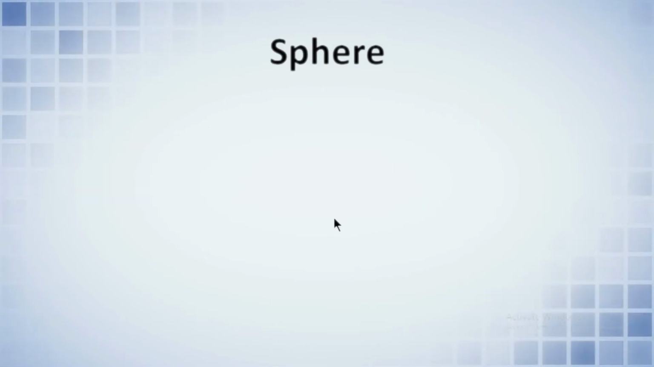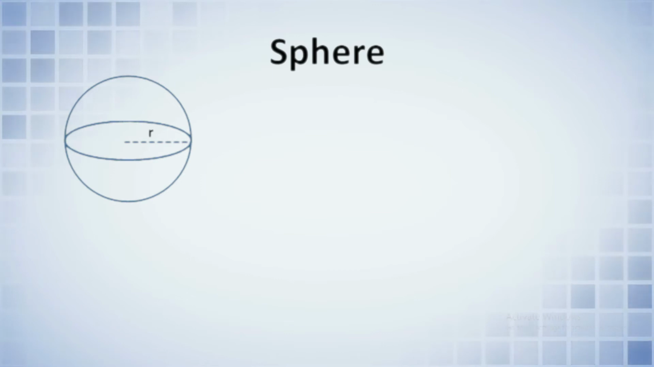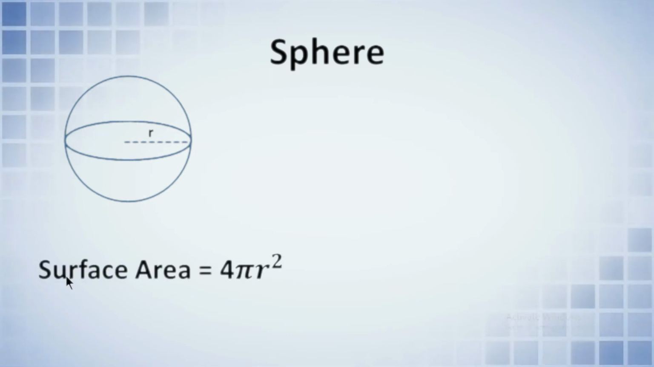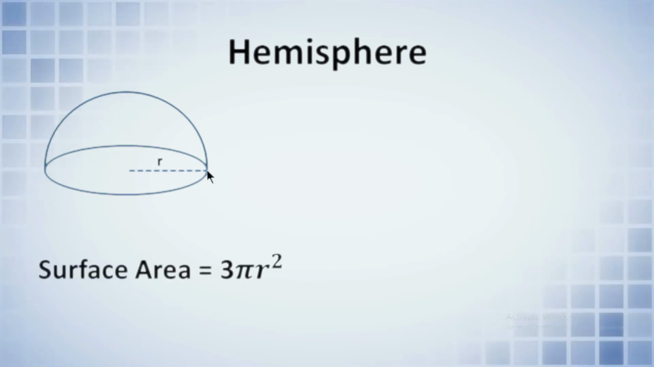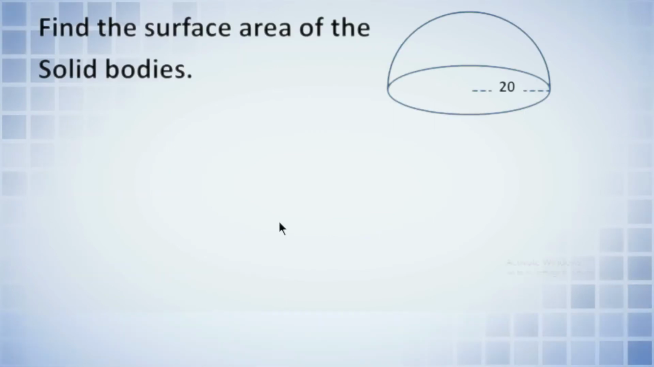And how about the sphere? For a sphere with radius r, the formula of surface area is actually 4 pi r square. And about the hemisphere, this is the radius r. The formula of surface area of the hemisphere is 3 pi r square. Now let's jump to the examples.